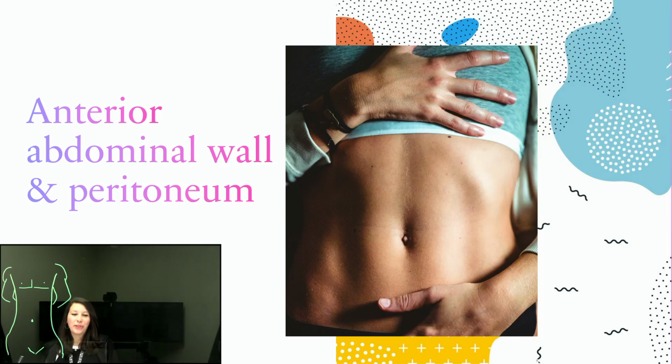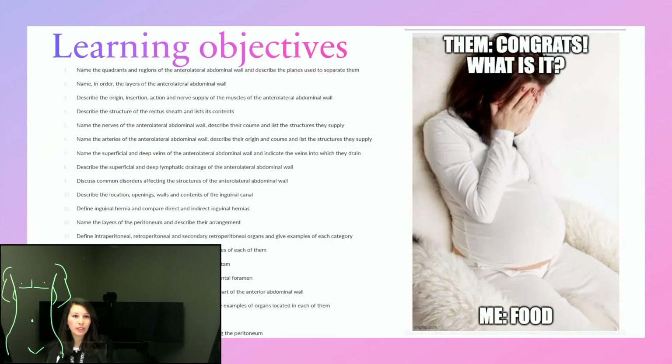Hello guys, today we're going to talk about the anterior abdominal wall and the peritoneum. So before we get started, here are the learning objectives. In general, we're just going to go over the actual anterior abdominal wall. We're going to talk about the quadrants.